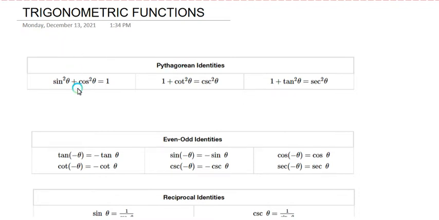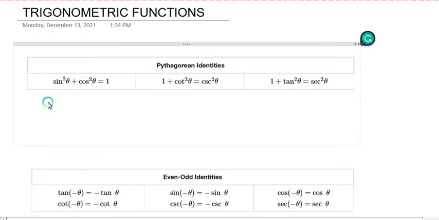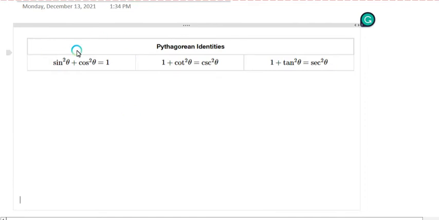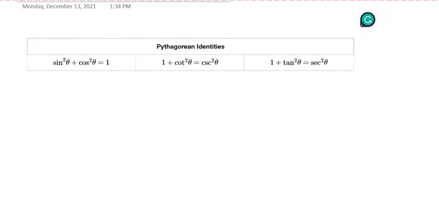We have sine squared theta plus cosine squared theta is equal to 1. 1 plus cotangent squared theta is equal to cosecant squared theta. And 1 plus tangent squared theta is equal to secant squared theta. Actually, if we are just aware of the first identity, sine squared theta plus cosine squared theta is equal to 1, we can derive the other types of identities. Let me just present it to you so that you will be aware of where they come from.